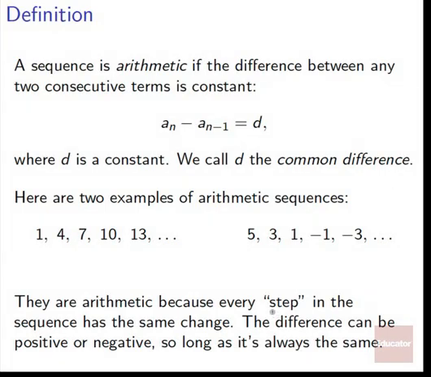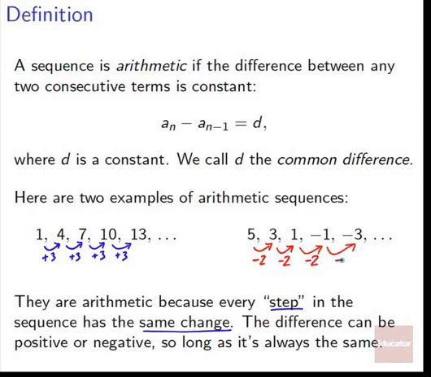Here are two examples of arithmetic sequences. They're arithmetic because every step in the sequence has the same change. So for example here, 1 to 4, 4 to 7, 7 to 10, 10 to 13, it's plus 3, plus 3, plus 3, plus 3. It's always the same amount that we change. It's always adding a constant number.